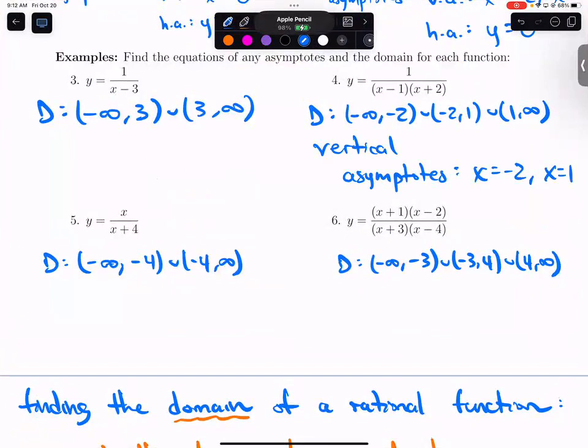Now the reason those vertical asymptotes show up, let's take a look at that same one, but let's think about what happens if I tried to plug x equals -2 into it. 1 over -2 minus 1 times -2 plus 2. So that's 1 over, this is -3, but -2 plus 2 is 0. So 1 over 0, right? Now again, 1 over 0 is undefined. And that's why the function's not continuous there. That's why we leave it out of the domain. That's why we get a vertical asymptote there.